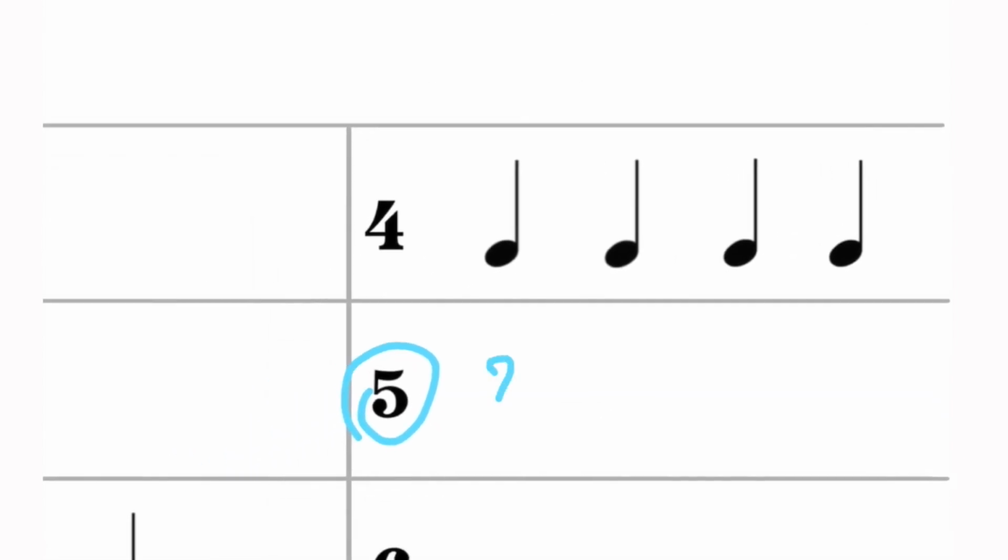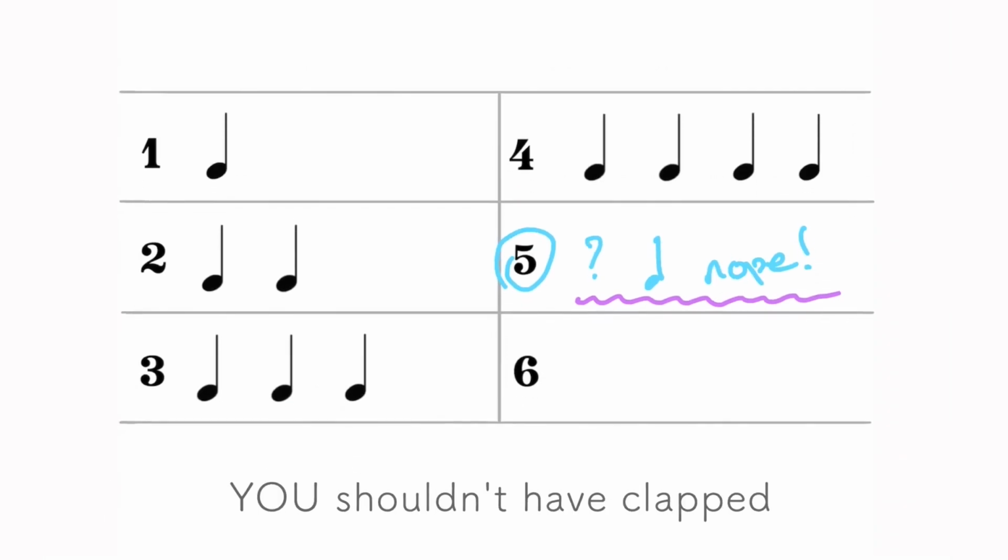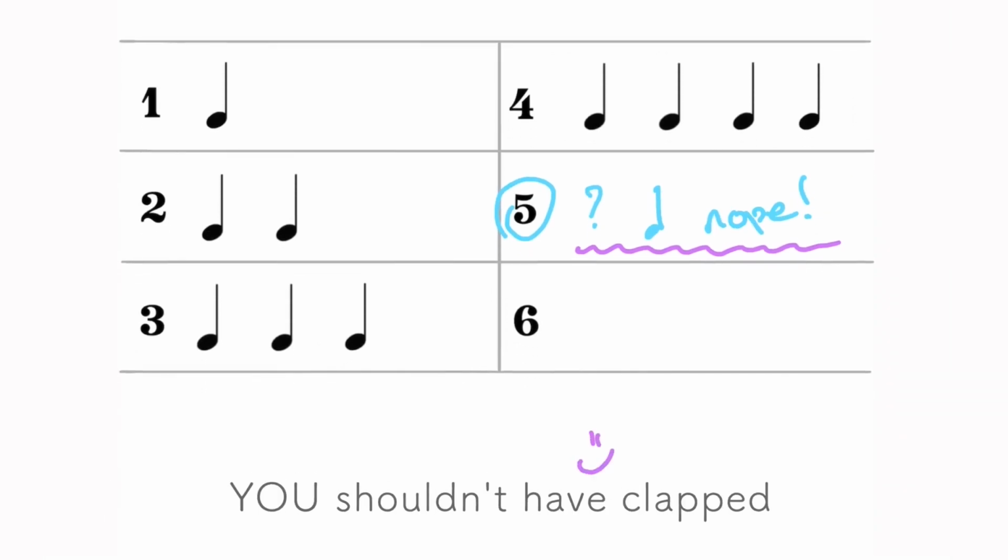Number five, let's look at the box. Now, do we see any notes? Do we see a circle or a line? No, we don't. We don't see anything. So actually, I tricked you. We shouldn't have clapped. I shouldn't have clapped, you shouldn't have clapped, but it doesn't matter. We're allowed to make mistakes, and that's why we're here. There is nothing to clap.